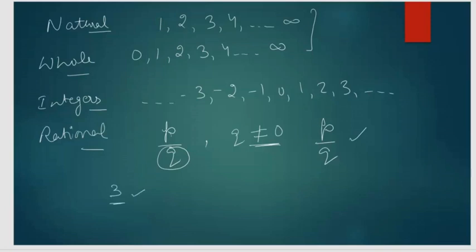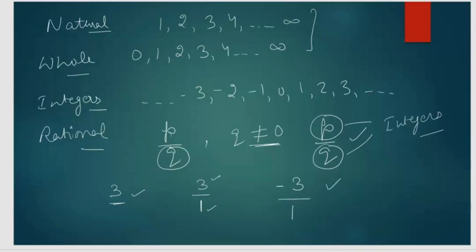Now, if I'm asking, tell me, is 3 a rational number or not? Yes, 3 is a rational number because we can write 3 by 1, right? We can write it in the form of p by q. There is one more condition that p and q both should be integers, right? Both should be integers. It can be negative as well. For example, minus 3 is also a rational number because I can write it as minus 3 by 1.